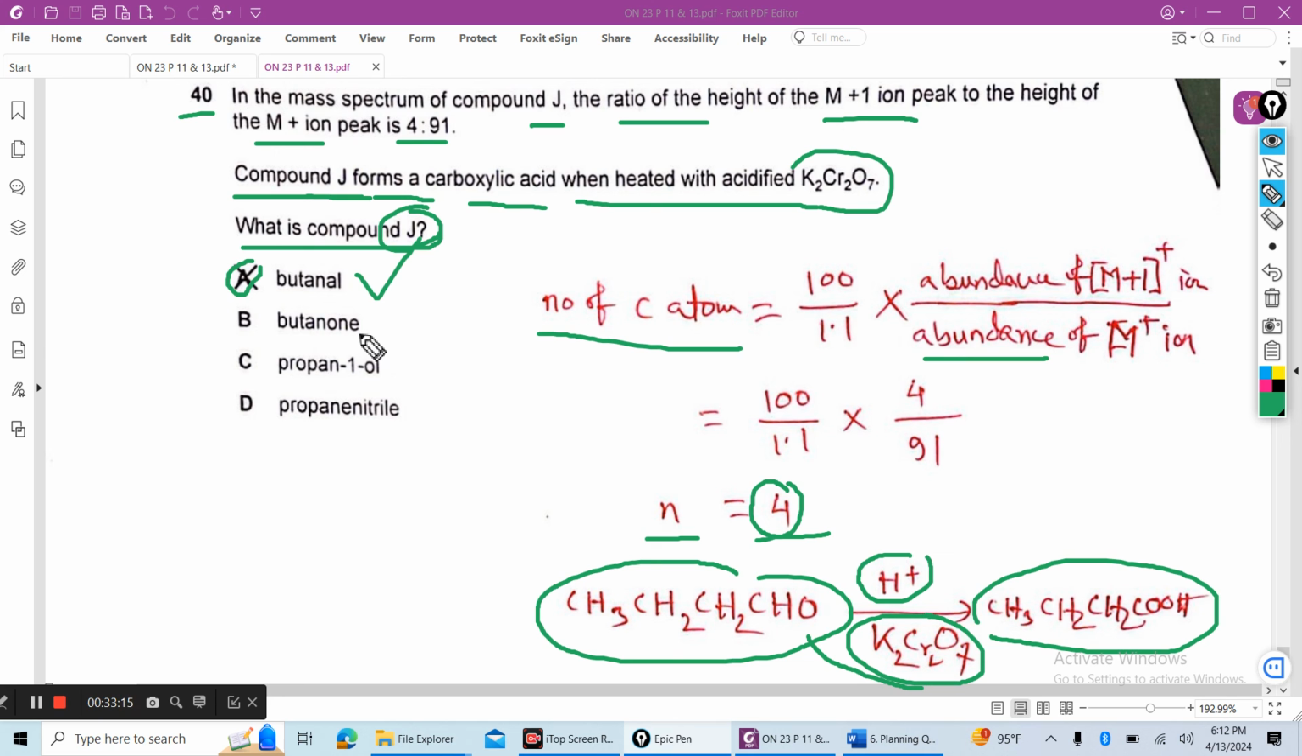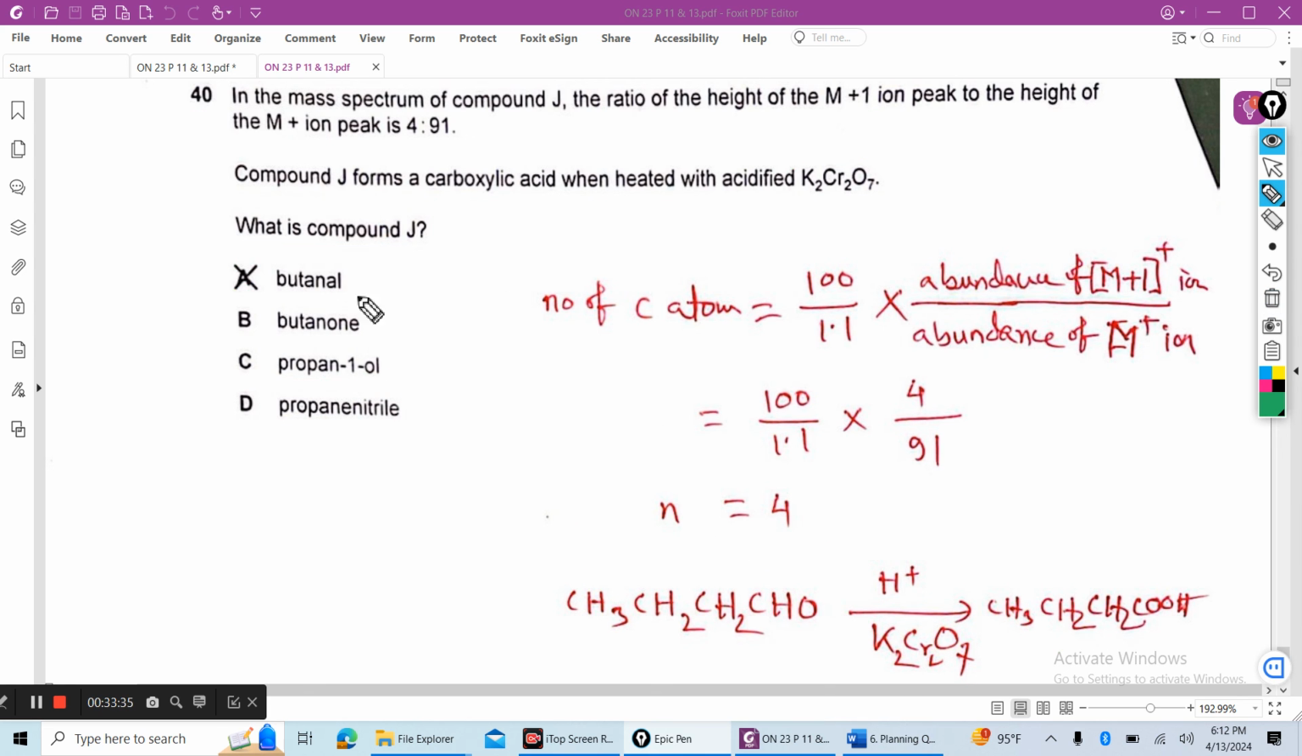Butan-2-ol is not oxidized to a carboxylic acid. Propan-1-ol is oxidized to propanoic acid, and propan-1-ol contains 3 carbons, so this is wrong. Propanenitrile also contains 3 carbons. That's why A is the right answer. Here, calculate here. The calculation is here, you see.